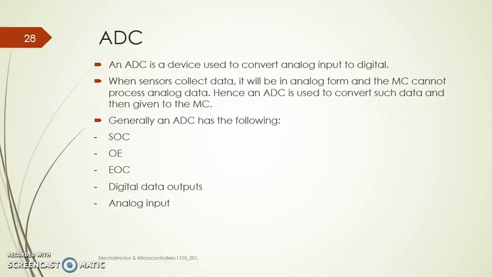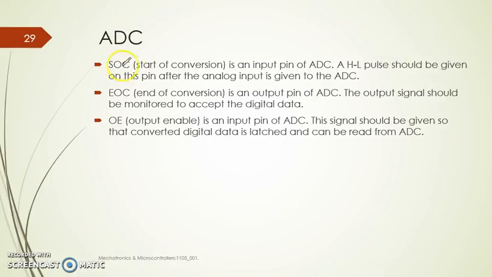Generally, an ADC will have the following pins: SOC, start of conversion; OE, output enable; EOC, end of conversion; digital data outputs, and analog input. SOC, the start of conversion signal, is an input pin of the ADC. Once the analog input is applied, a high to low pulse should be given on this pin so that the ADC is triggered to do the conversion.